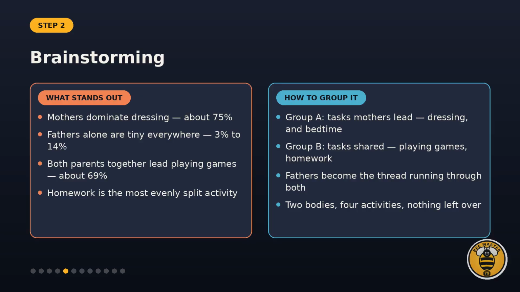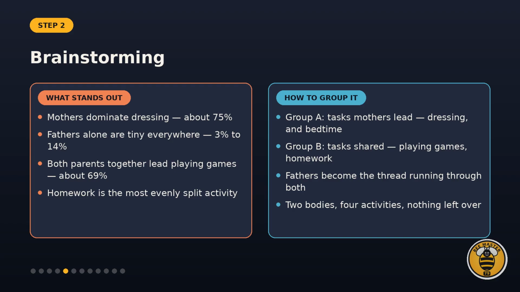Now let us brainstorm. On the left, what stands out? Mothers dominate dressing at about 75%. Fathers acting alone are tiny everywhere, only 3 to 14%. Both parents together lead playing games at about 69%. And homework is the most evenly split activity of the 4.